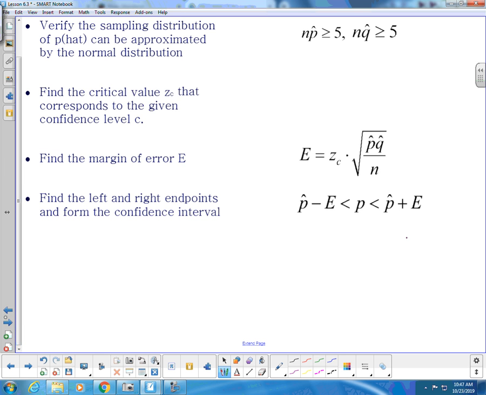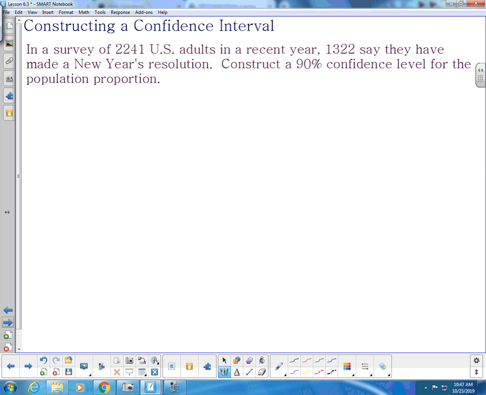Here we go. In a survey, 2,241 U.S. adults in recent years, 1,322 say they made a New Year's resolution. Construct a 90% confidence level for the population proportion. So, what is my X and what is my N? Your N is your total sample amount. X is how many are doing whatever they're asking you about. So what is P hat? My point estimate.